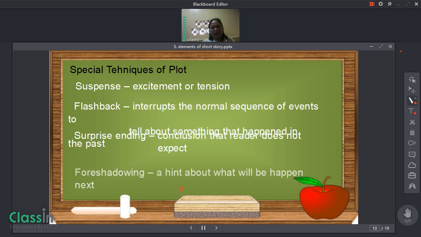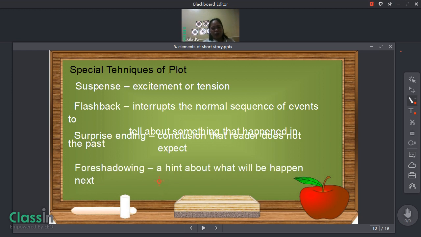And then the last one is the foreshadowing, a hint about what will happen next. If we have the flashback that goes to a past event in the story, we also have the foreshadowing, which gives us a clue or a hint of what will happen next in the story. Even if we are not actually in that scene, we still have an idea of what will happen in the future, or what will happen next in that story.